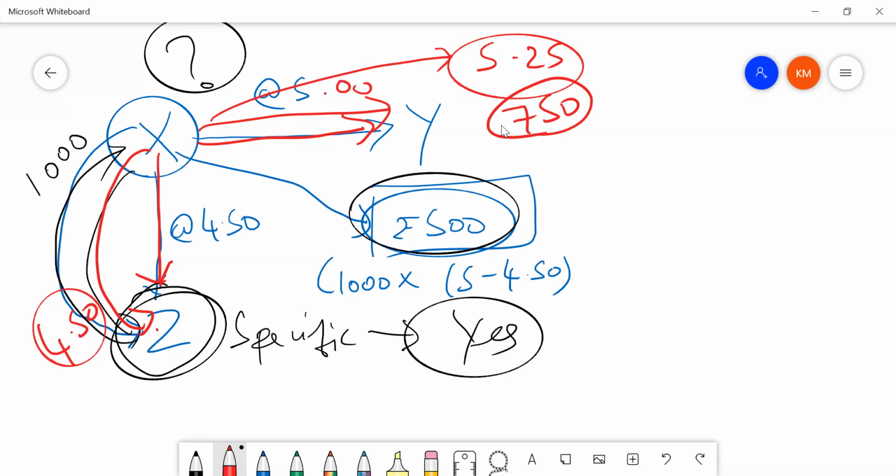Now what is the loss for X? Y cancelled the contract. Therefore, he is not able to sell it to him for 5 and make the profit of 500. His opportunity cost is 500.